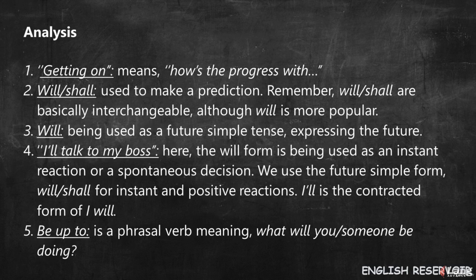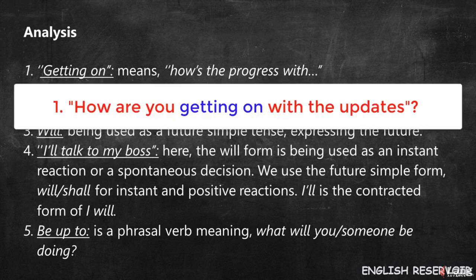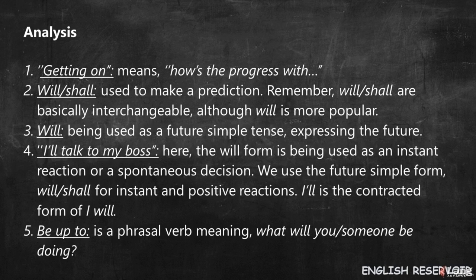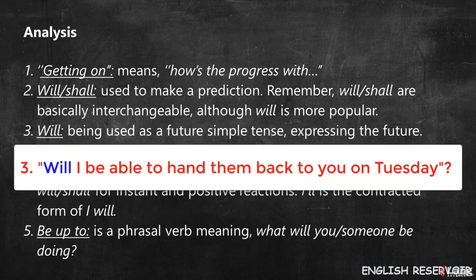Analysis. 1. Getting on means how's the progress with? 2. Will or shall, used to make a prediction. Remember, will or shall are basically interchangeable, although will is more popular. 3. Will being used is a future simple tense, expressing the future.